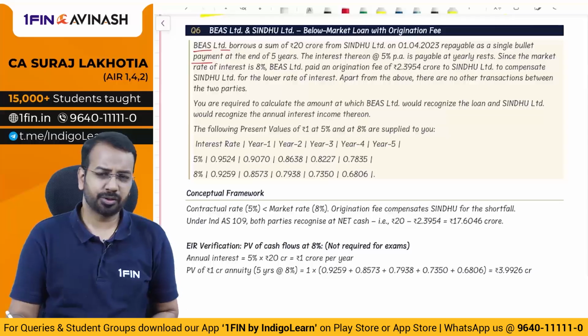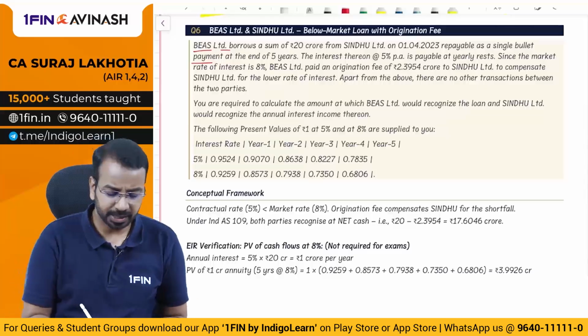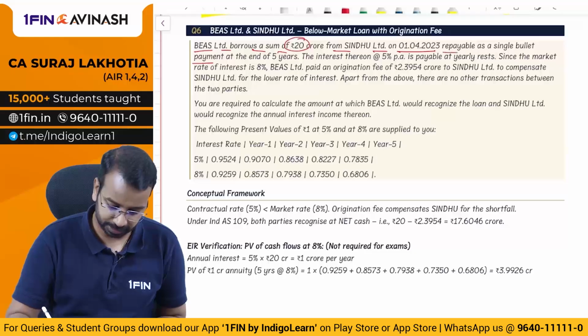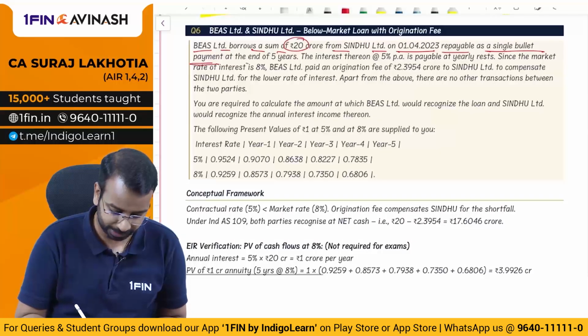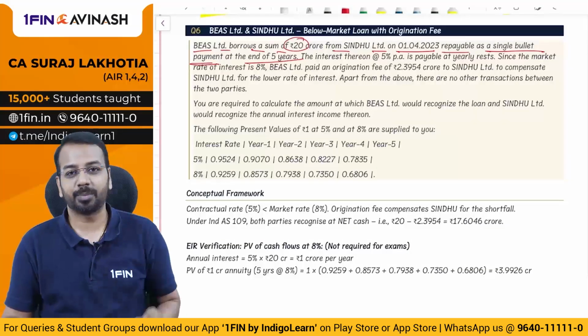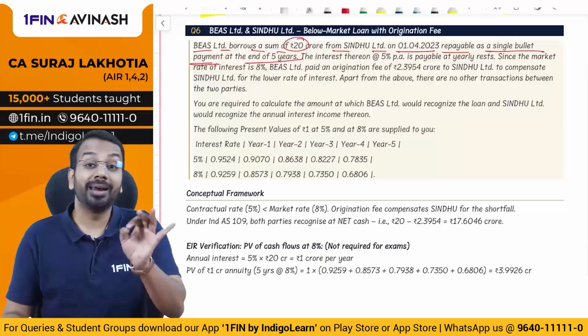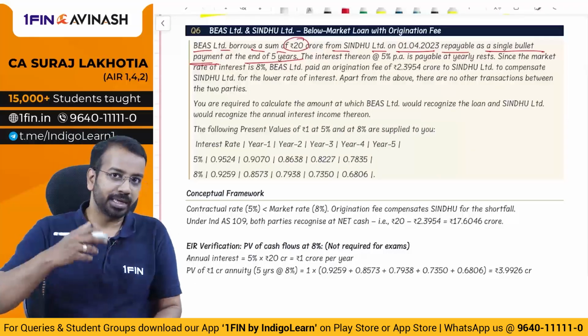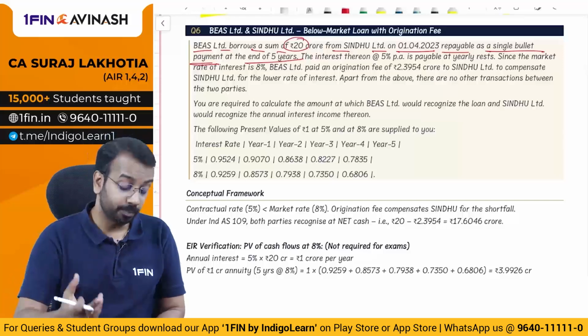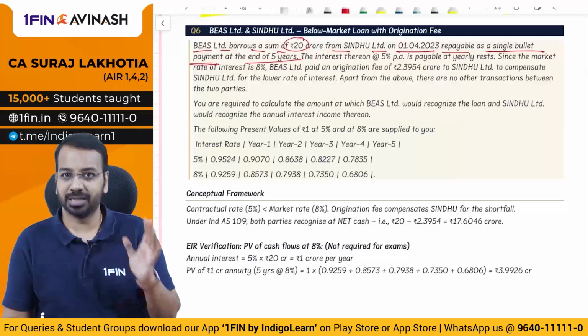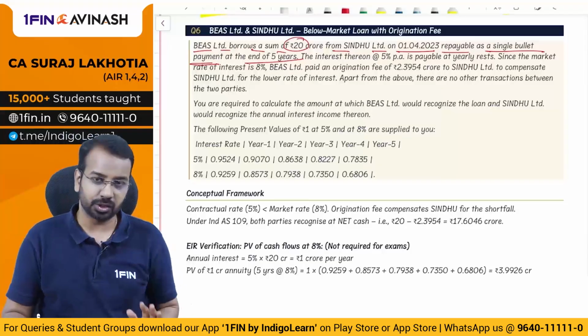Let's now have a look at the next question, a very simple question. Bees Limited borrows a sum of 20 crores from Sindhu Limited on 1st of April, repayable as a single bullet payment at the end of 5 years. Single bullet payment means what? At the end of 5 years, principal amount will be paid back in lump sum. Versus if you make equated payments or equated annual payments or installment basis, principal will be repaid after every installment or along with every installment.